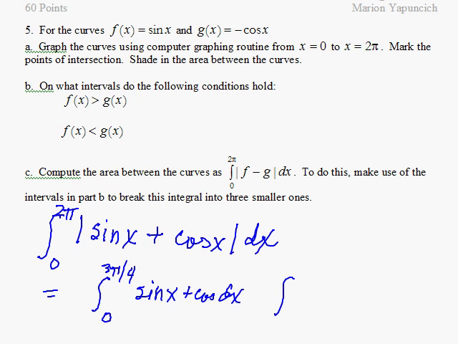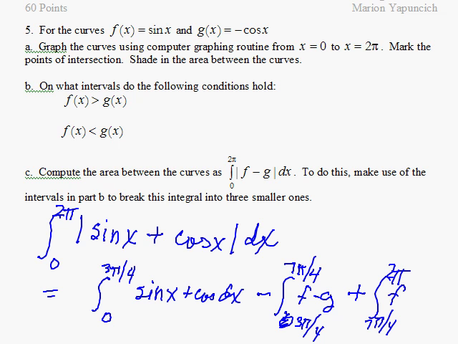Then the next went from 3 pi over 4 to 7 pi over 4. And then you have the same. I'm just going to write f minus g to save some room. But in this case, I will take the absolute value. That will mean multiplying by a negative sign, so it becomes negative. And then the next is 7 pi over 4, going all the way to 2 pi. In this case, there's no change in sign. And you substitute f minus g, of course, which is sine of x plus the cosine of x.